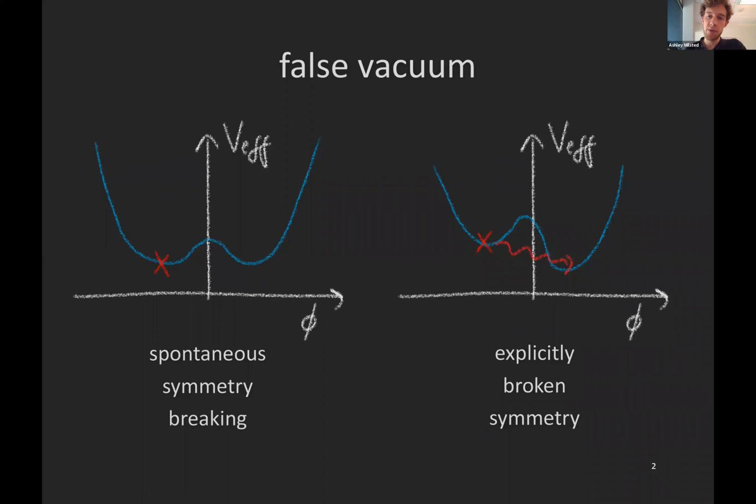And if you start in the false vacuum, then what you would expect is that maybe due to some local process, some local fluctuation, let's say, a bubble of the true vacuum starts to form in space, and then it will expand and expand because it's energetically favorable for it to do so until it takes up the entire universe.